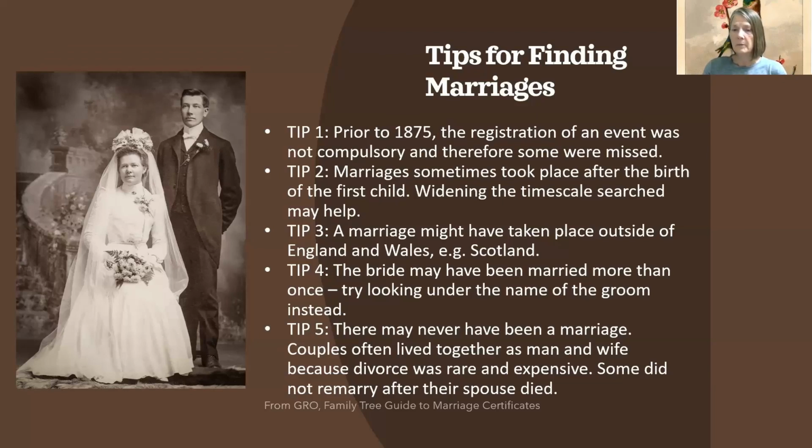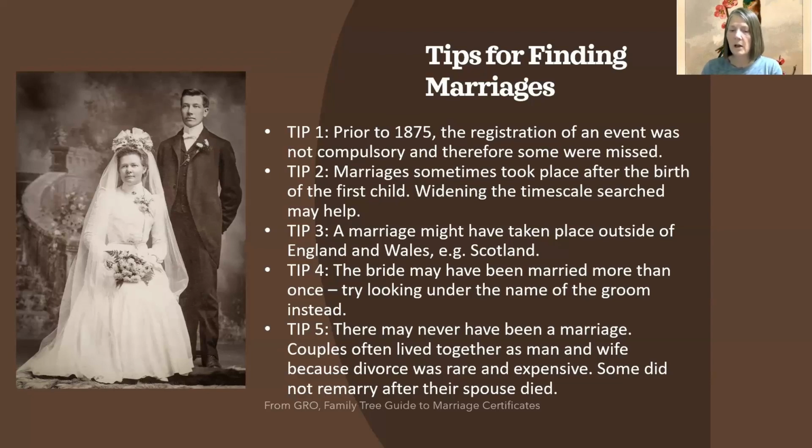Also, the bride may have been married more than once, and sometimes the marriage is under her maiden name, but usually it's under her married name. So look under the name of the groom instead of under her maiden name. That's usually where you're going to find it. If there's no marriage record, it is very possible there was not a marriage. There's a really interesting thing that they did.